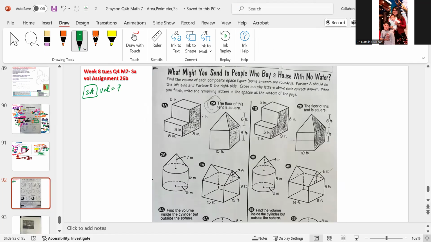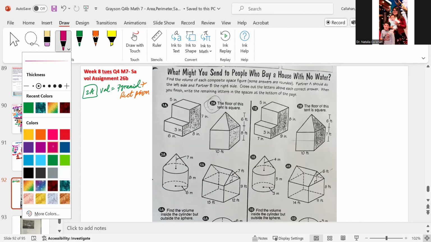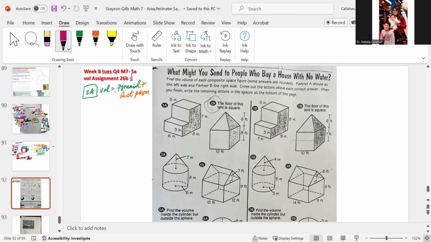Pyramid and cube. Or rectangular prism. Plus, and I would love to help you, but my pen is not working. Okay. How do you find the volume of a pyramid? 1/3 area base times height.